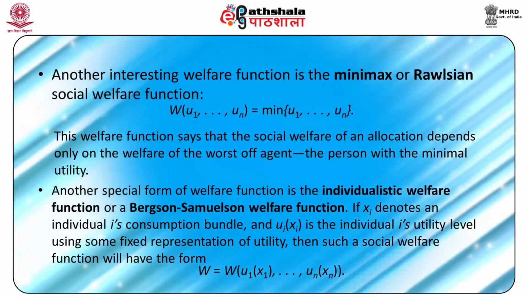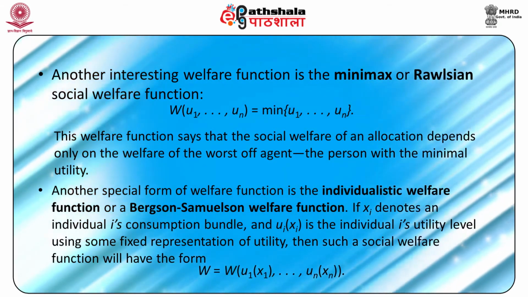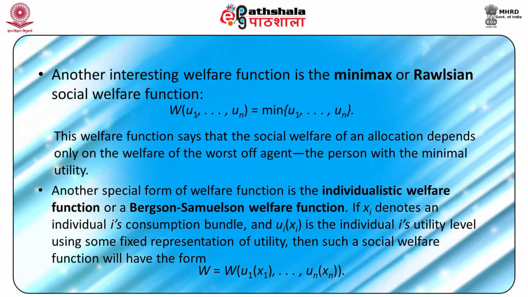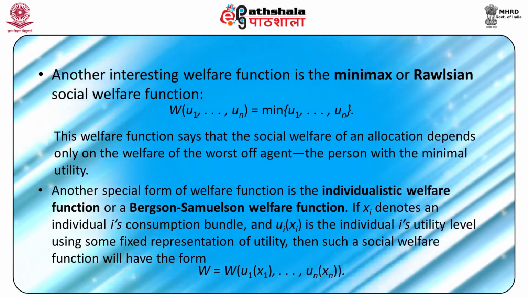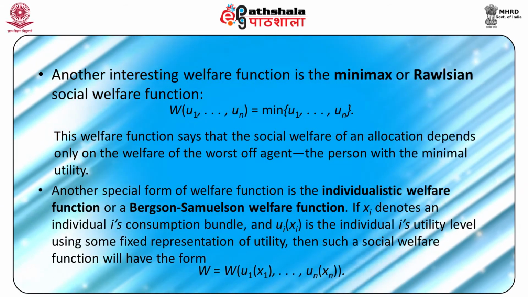This welfare function says that the social welfare of an allocation depends only on the welfare of the worst off agent, the person with the minimal utility.